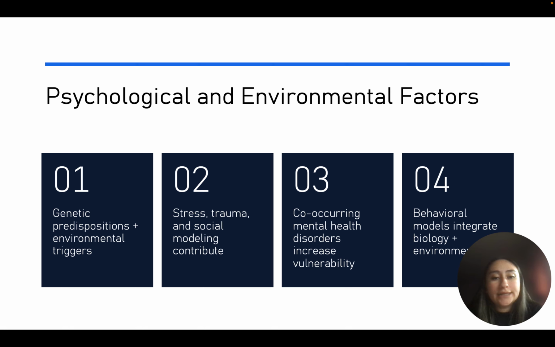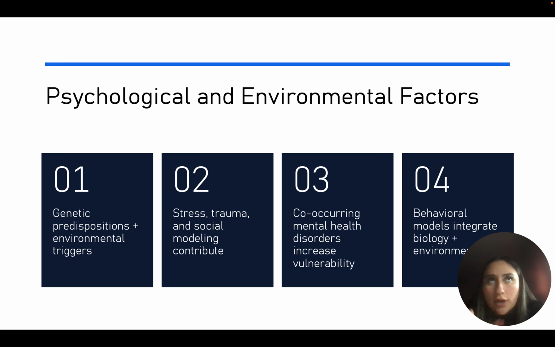Now, this slide is about psychological and environmental factors. So, one, genetic predispositions and environmental triggers; two, stress, trauma, and social modeling contribute; three, co-occurring mental health disorders increase vulnerability; and four, behavioral models integrate biology plus environment.